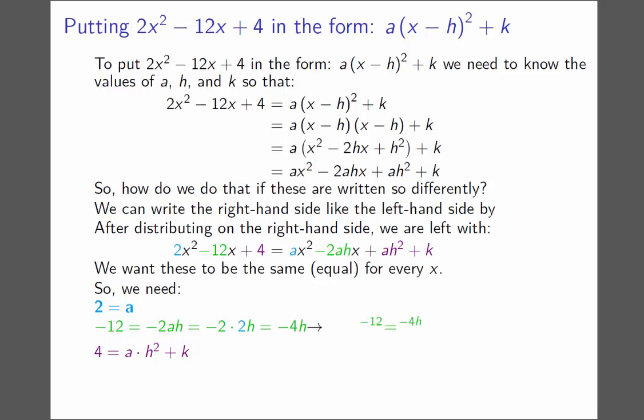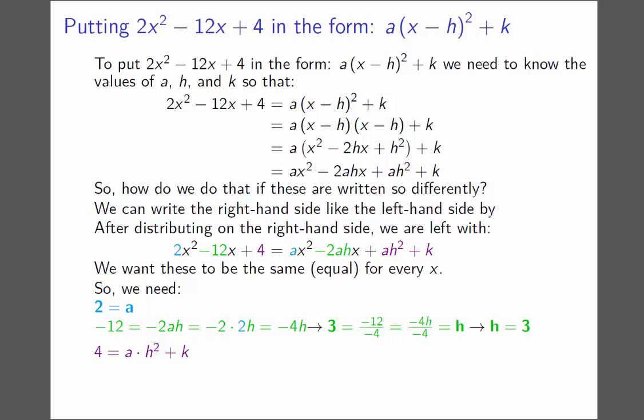So now we need to solve the equation negative 12 equals negative 4h. But we can do this if we divide by negative 4 on both sides. On the right, that just gives us h, while on the left we get 3. So we've found the solution to h. h must be 3.